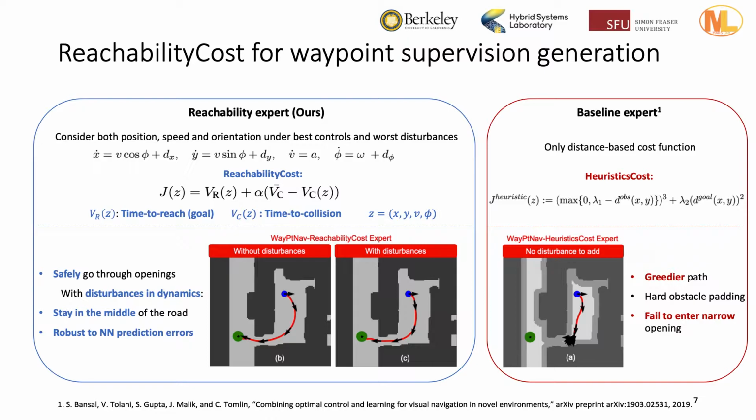Besides, we use disturbances in the dynamics to model the CNN's prediction error. As a result, the robot will stay in the middle of the road, which is more robust to the CNN's prediction error, such as a deviated waypoint. To compare, the baseline methods use a heuristic cost. It only considers the distance to the goal and the distance to the obstacles, showing greedy behaviors and failing to enter narrow openings.